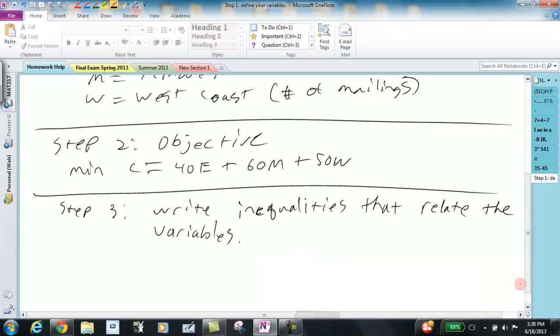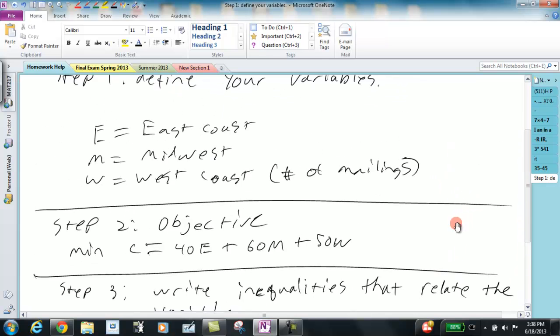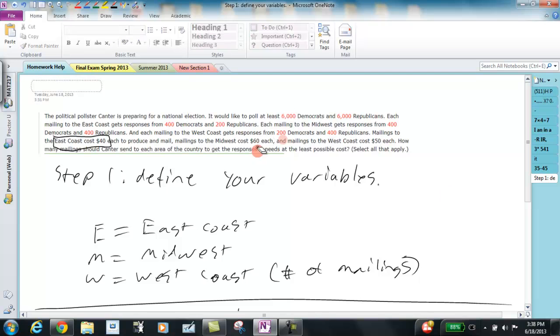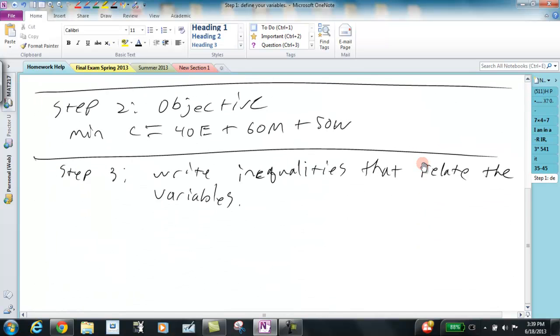You don't need to watch me write. So write inequalities that relate the variables. Remember, your goal is to find some equations that somehow combine East Coast, Midwest, and West Coast numbers. So when you go back up here, usually in textbooks the problems are not that well written, so it's kind of easy to figure out. Here we see we have something with 6,000 Democrats. So let's write some equations that relate Democrats. East Coast gets 400 Democrats. Midwest gets 400 Democrats. And West Coast gets 200. So 400, 400, 200.